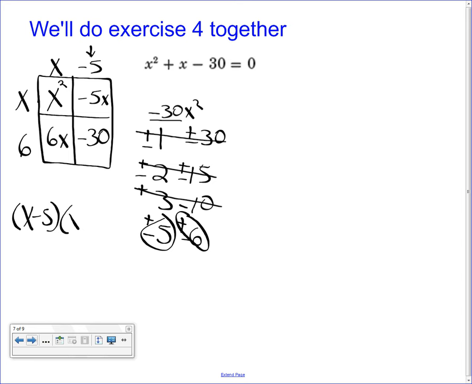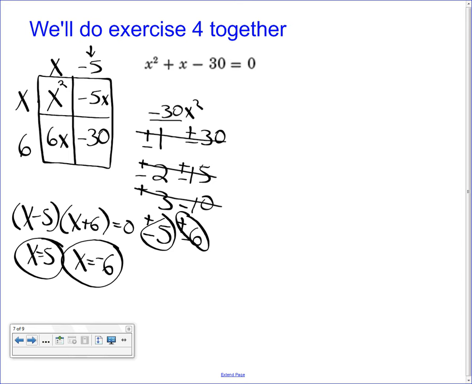Now, if x minus 5 equals 0, x would have to be 5. If x plus 6 equals 0, x would have to be negative 6. These are your two solutions. You can always check these solutions by running them back through the original equation.